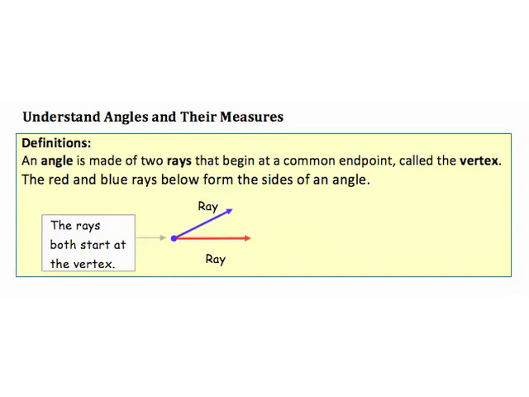An angle is made of two rays that begin at a common endpoint called the vertex. The red and blue rays below form the sides of the angle. Notice the rays both start at the vertex and extend out, forming this angle between the red and the blue ray.